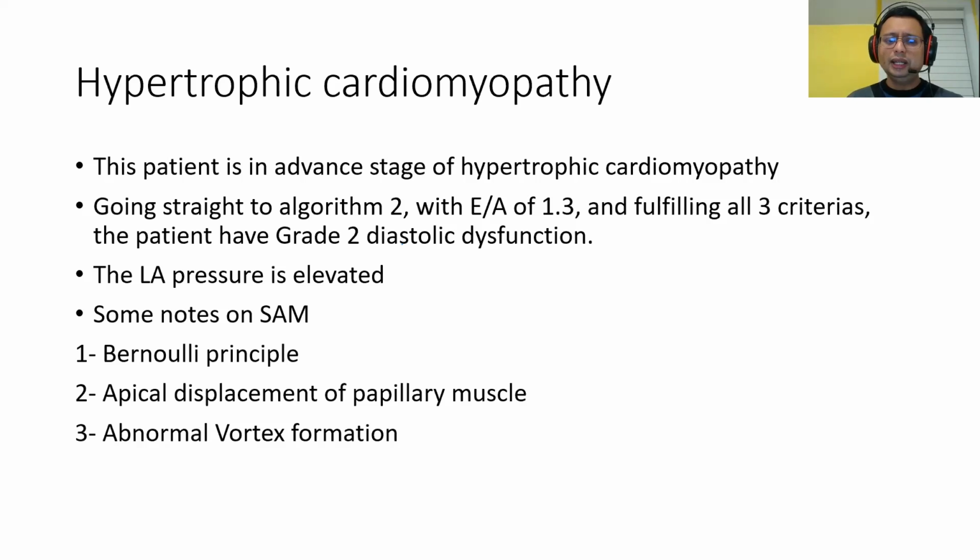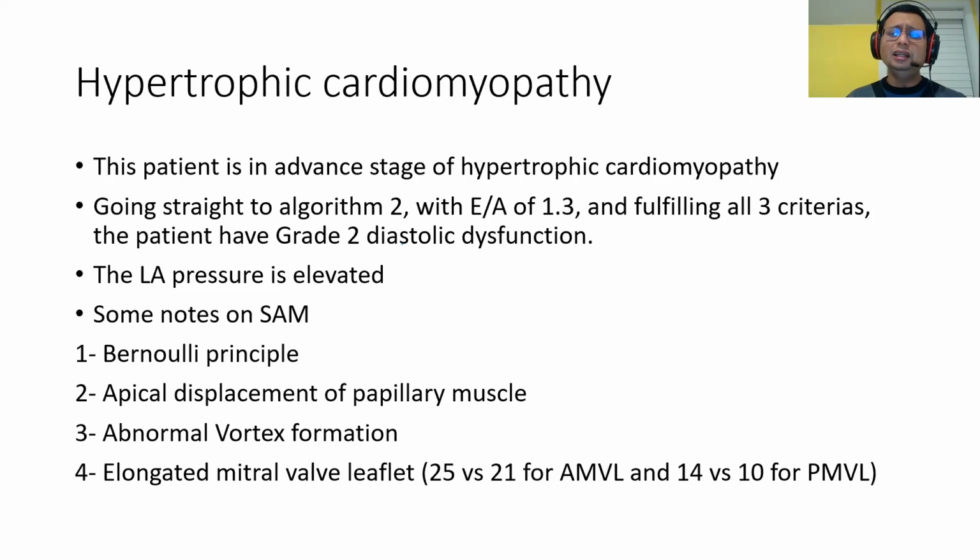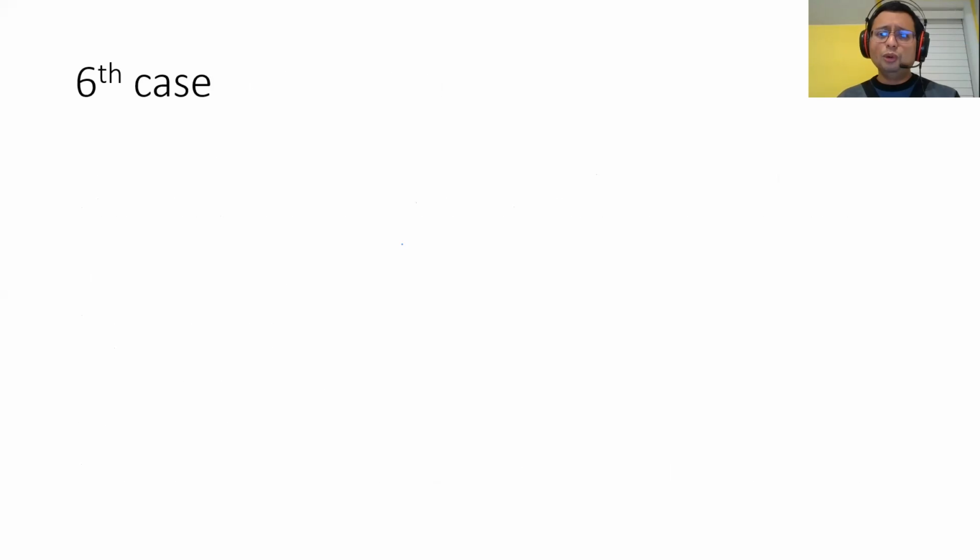therefore more predisposing to SAM. All right. Because you have abnormal septal hypertrophy, the blood flow in the mid of the left ventricle actually twirls in an abnormal way. And this also pushes the leaflet of the anterior mitral valve to the septum, causing SAM. And lastly, when we do pathology, we know that the leaflet of patients with hypertrophic cardiomyopathy is longer than in normal people. On average, AMVL is 21 millimeters for normal people and 25 in HCM. For PMVL, about 10 for normal and 14 for patients with hypertrophic cardiomyopathy. Almost more than half now.